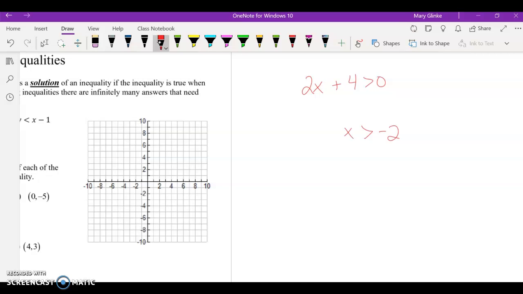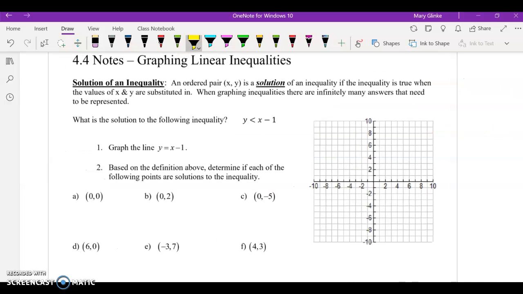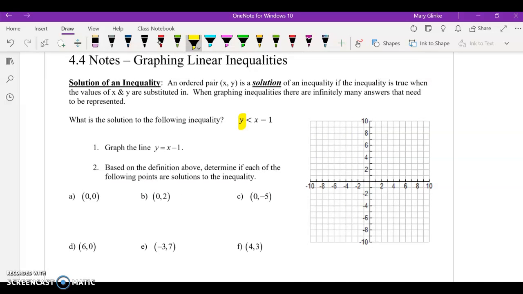And what that means is any number bigger than -2 works because when you plug it in, you get a true statement. So notice these ones are compared to 0. Today what we're going to do is solve inequalities when they're compared to y. So we're not looking for just values of x that make this inequality true. We're looking for values of x and y and their relationship together that make this inequality true.